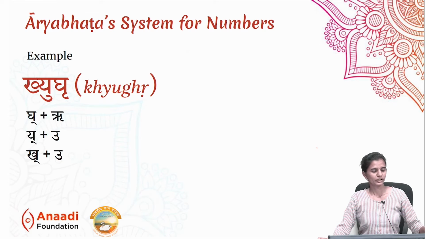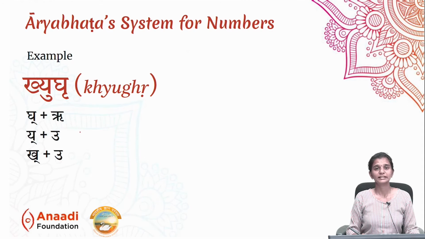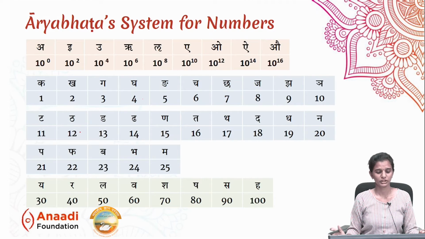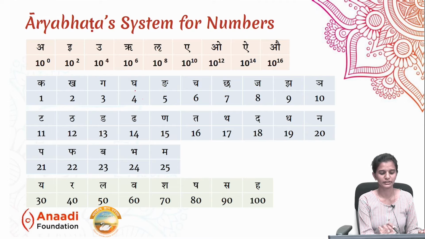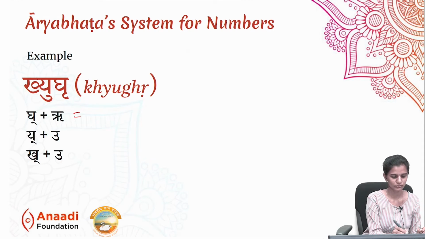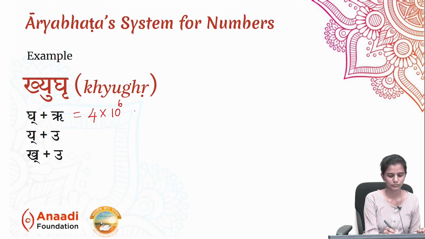Now let us look at the table and assign values for these letters. The letter here is gh plus r. Let us look at the table and see the value. The value for gh is 4, and the place value will be 10 power 6. We write it here. So 4 into 10 to the power 6. So what will be the value?